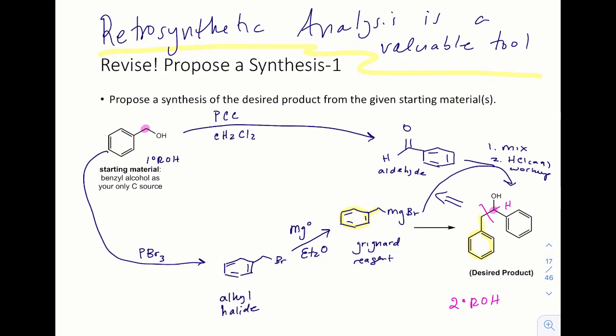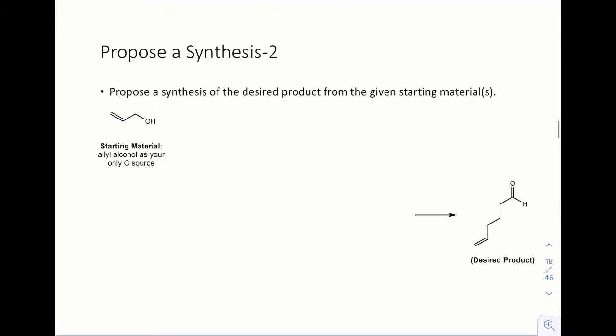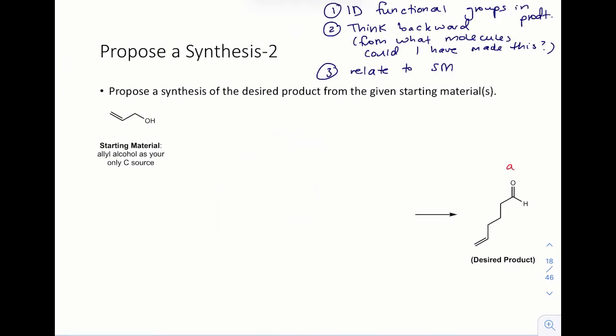Let's practice this skill of retrosynthetic analysis and try to employ some of these new reactions we've just learned to a different problem. Please, once again, pause and give this a try on your own. If you want, set a timer for 5 minutes. Looking at the product, we identify an aldehyde and an alkene functional group. Taking a look at the starting material, we see that it is our only source of carbon atoms. Looking at the product, we can see there's a total of 6 carbons in it, which suggests that we might need to use 2 molecules of allyl alcohol in our synthesis.